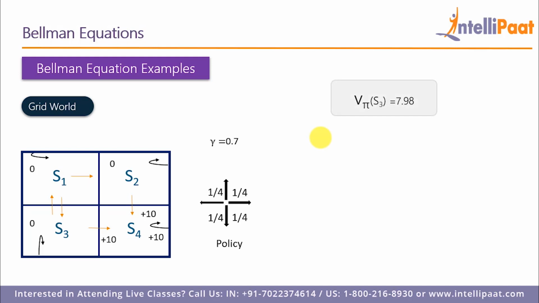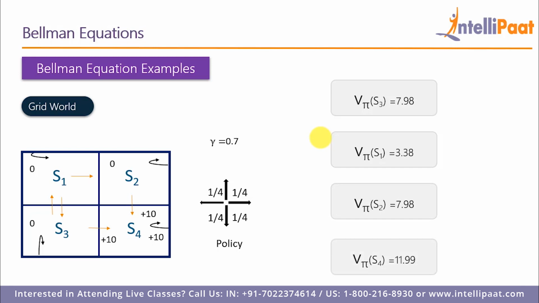The state value for the state S3 is 7.98, for state S1 is 3.38, for state S2 is 7.98, and for state S4 is 11.99. So the highest state value is 11.99. If you are in S2 and the agent wants to know which state is best, it will look at the state values.